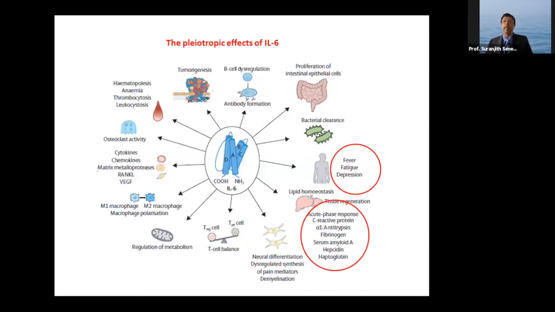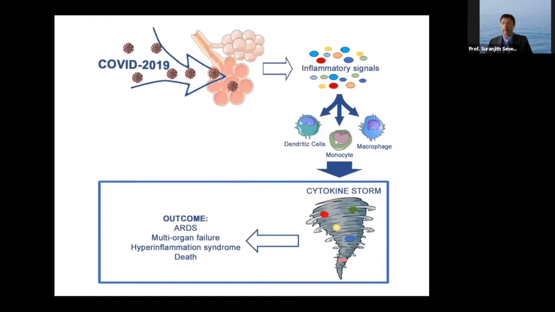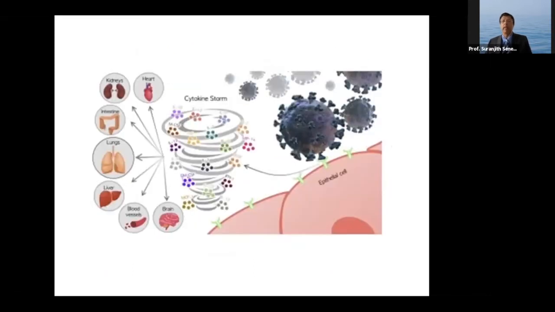So what happens in COVID-19? You have inflammatory signals, a number of cells come in, then you have this cytokine storm developing in a certain proportion of the patients. And that can lead to multiple organ failure, a hyperinflammatory state, and finally death if you don't treat it properly. So this is what happens ultimately, this hyperinflammatory state affecting a whole lot of organs, and you all are quite aware of this scenario.